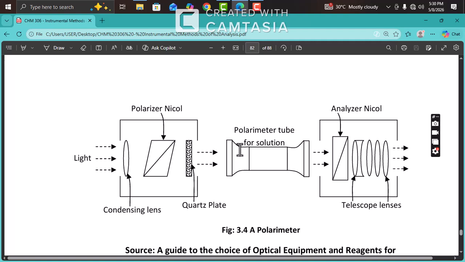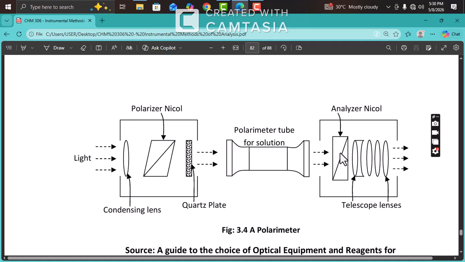Now, the polarimeter tube: in the middle, you have your sample. Around it, you have water. Then this is your analyzer nickel. This is where you have to adjust it to ensure that the direction of the light matches on both sides. So you adjust with the analyzer nickel.